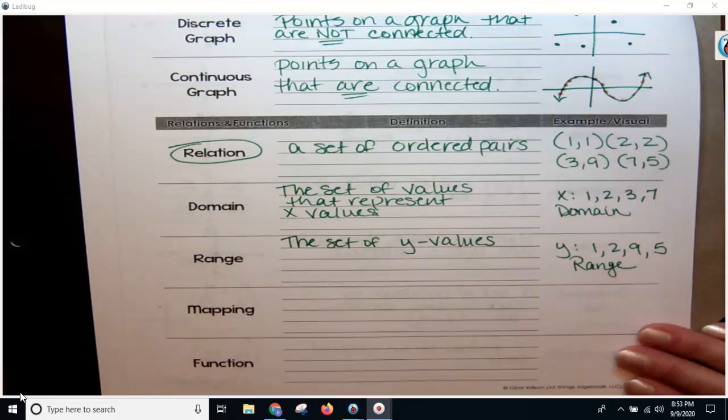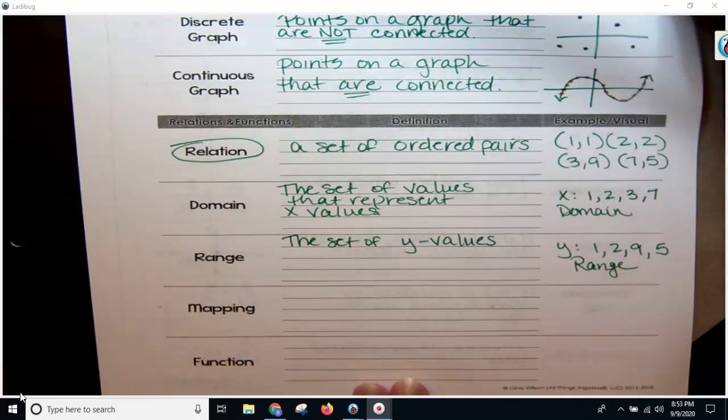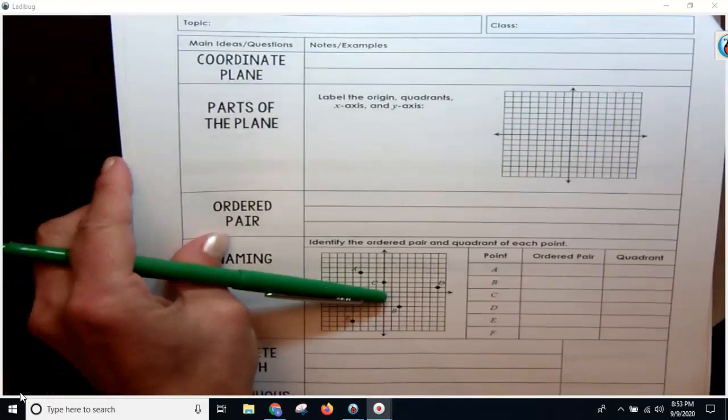All right. So that's about all we're going to do as far as vocabulary goes for right now. We will finish the rest of these later. So I want you to turn your packet here to this page.